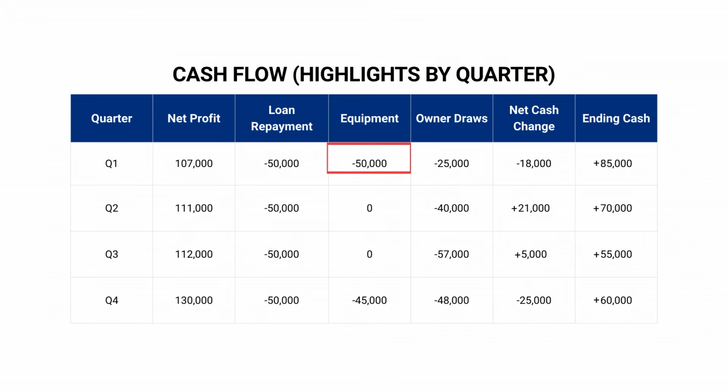Big equipment purchases in Q1 and Q4 create sharp drops in cash. And owner withdrawals are significant. He's taking a chunk of money for his personal expenses, especially in Q3. So ending cash never climbs. Dr. Patel is stuck in this perpetual cycle of good profit and low liquidity.